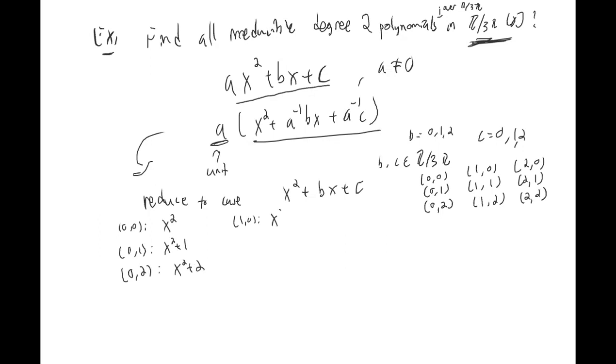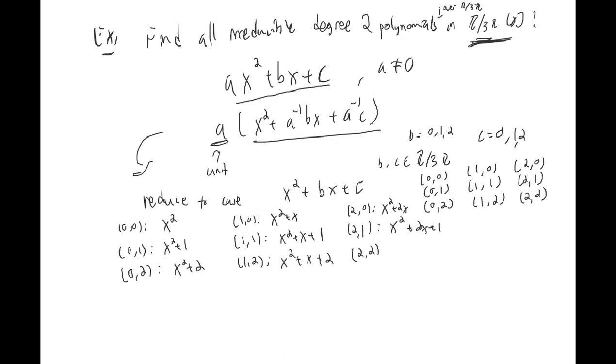1, 0 is x squared plus x. 1, 1 is x squared plus x plus 1. 1, 2 is x squared plus x plus 2. And finally, when B is 2, it's x squared plus 2x. 2, 1 is x squared plus 2x plus 1. 2, 2 is x squared plus 2x plus 2.